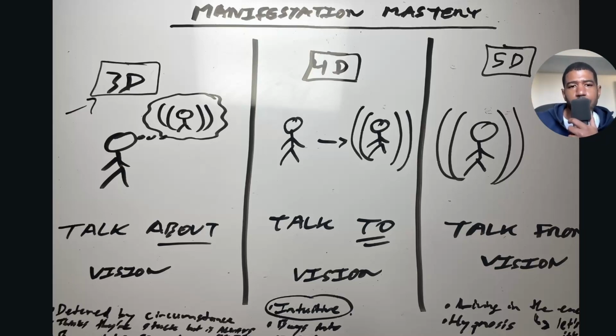So for example, I'm visualizing buying a new car, and I'm talking to the car salesperson at the dealership. I'm talking to my vision. Or I'm talking to my dream partner. I'm talking to them. I'm having a conversation with them. This often happens in a daydream.